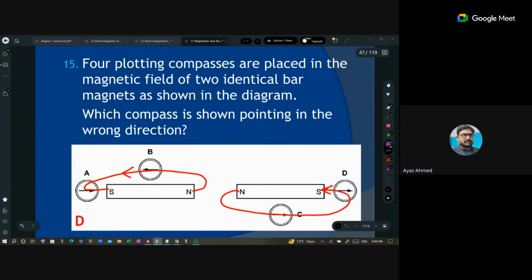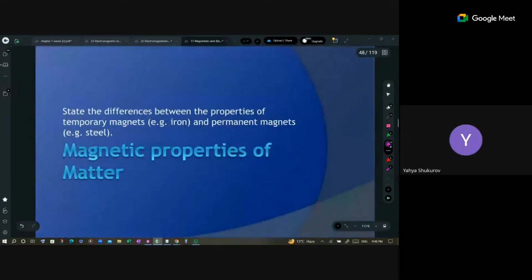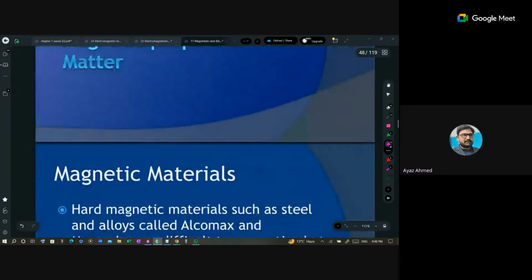Very good. At D, the needle is pointing the right way over here. So A and B are correct. And at C, the needle is pointing the right way. That is correct. So here the needle should be pointing this way. So D is the incorrect one. Is it clear to you? Yes.